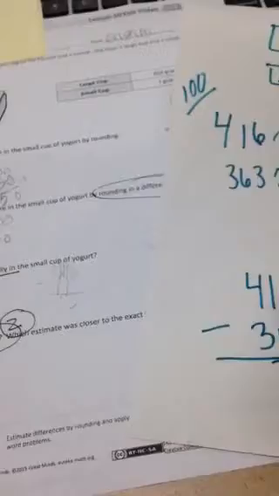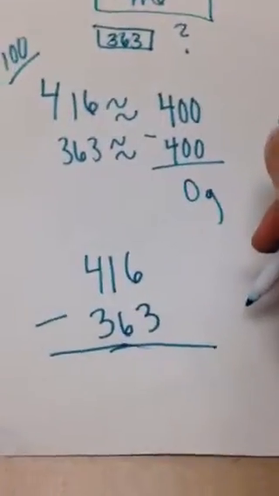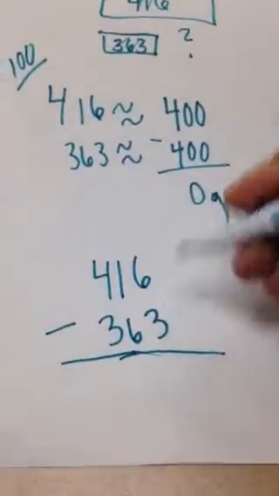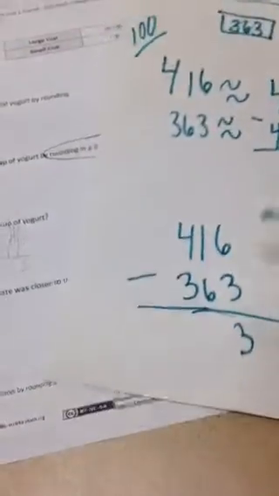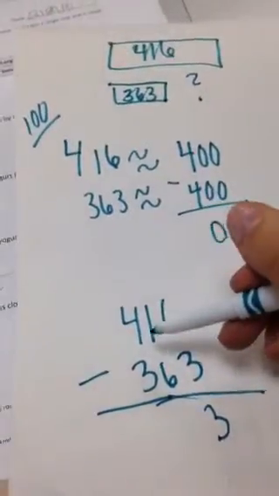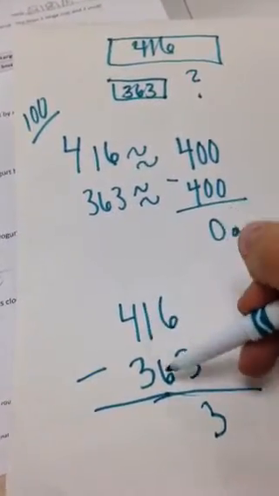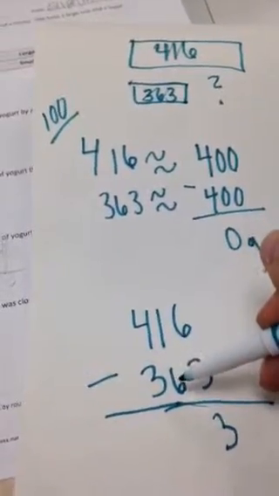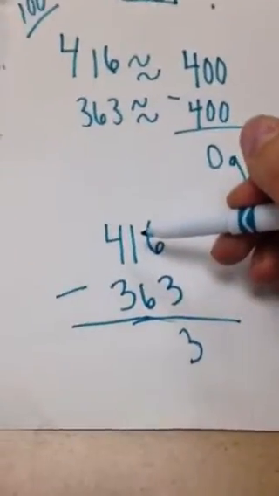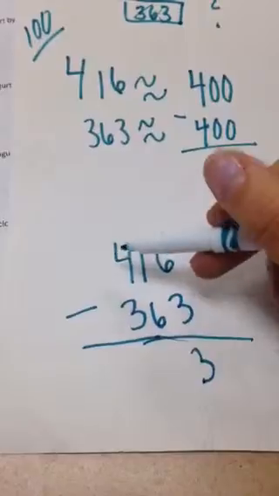Okay, so start on the right side, start in the ones place. 6 minus 3 is 3. Go to the tens place now. Can I take 6 away from 1? Or I should say 6 tens away from 1 ten? I can't. So I have to go to the hundreds place.